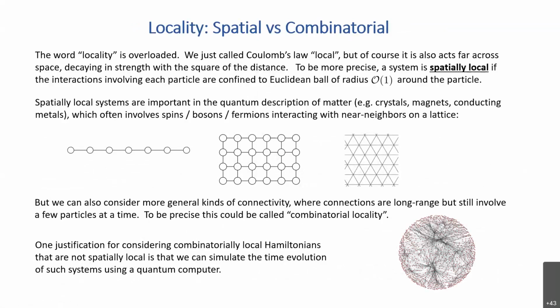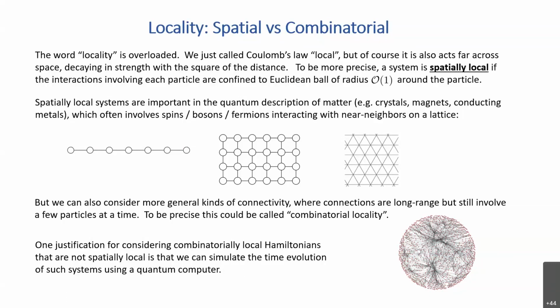Okay, so the word locality is overloaded in the programming sense. It means different things in different communities. So I just told you that Coulomb's law was too local because it acts on 2 particles at a time. But of course, we know that Coulomb's law also acts on particles that are spatially separated, decaying with the square of the distance. So to be more precise, we want to distinguish between spatial locality, or a spatially local system, and this more general notion, which is sometimes called combinatorial locality. So how many particles are involved in each interaction?